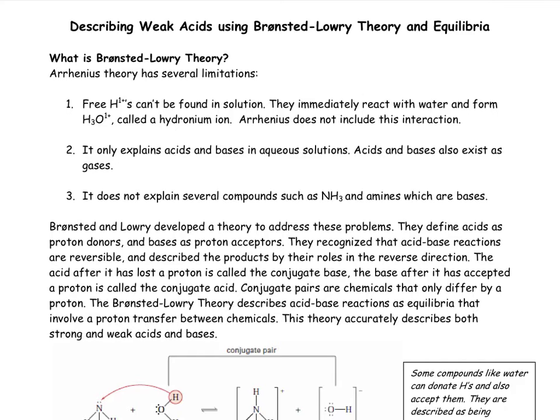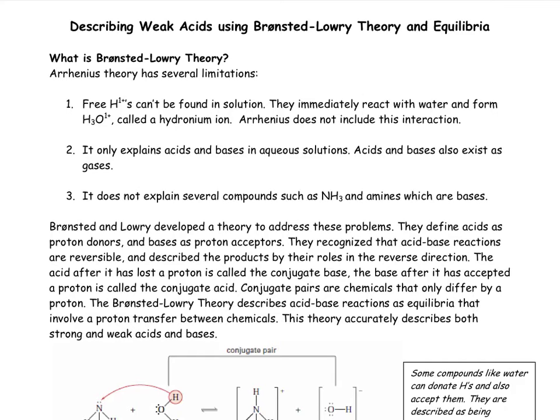They define acids as proton donors and bases as proton acceptors. They recognized that acid-base reactions are reversible and describe the products by their roles in the reverse direction. The acid, after it has lost a proton, is called the conjugate base. The base, after it has accepted a proton, is called the conjugate acid. Conjugate pairs are chemicals that only differ by a proton.